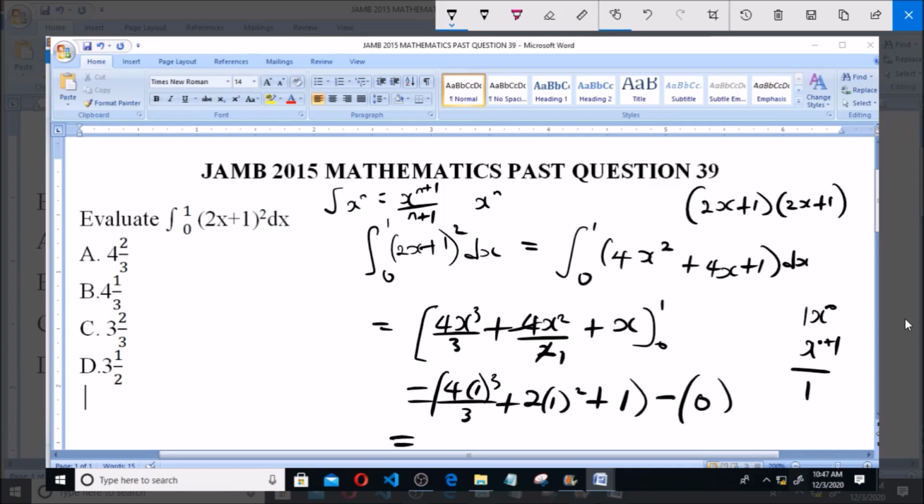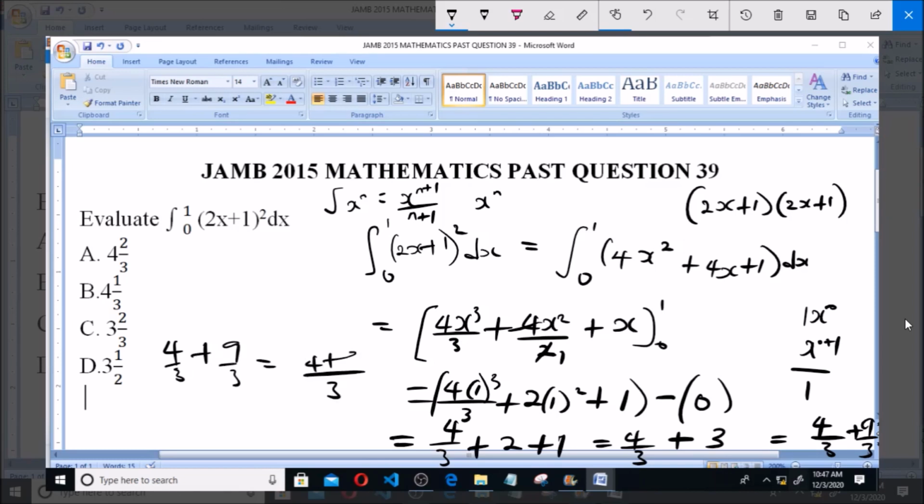So this is equal to 4, 1 raised to the power of 3 is 1, 4 multiplied by 1 will give us 4 all over 3, plus 2 times 1 raised to the power of 2, which is 2, then plus 1. Now this is equal to 4 all over 3 plus 3, that's 2 plus 1. This is equal to 4 all over 3 plus 9 over 3, since 9 over 3 gives us 3. This is equal to 4 plus 9, which is 13 all over 3.